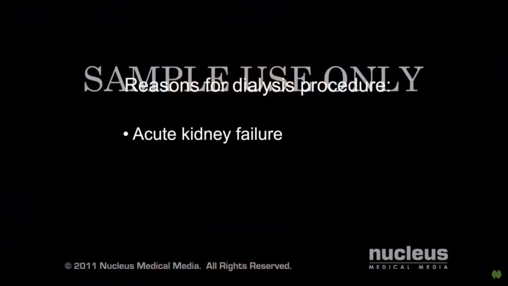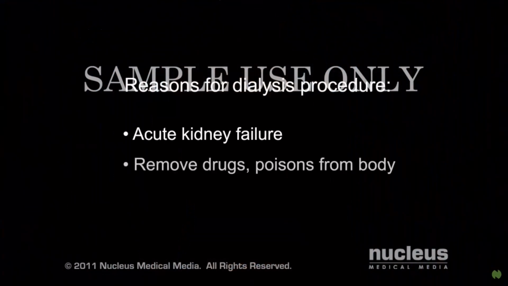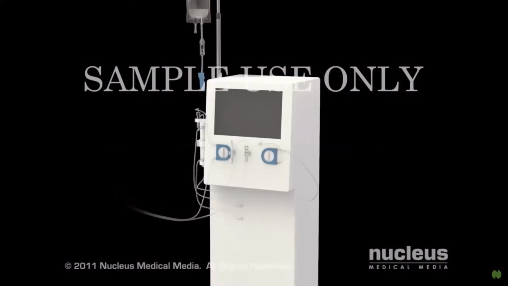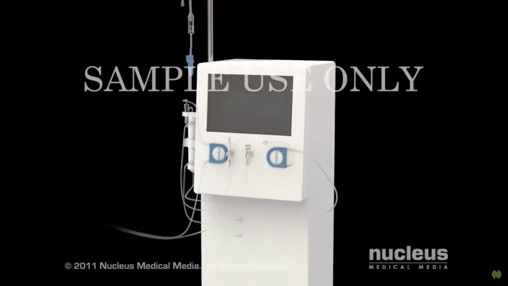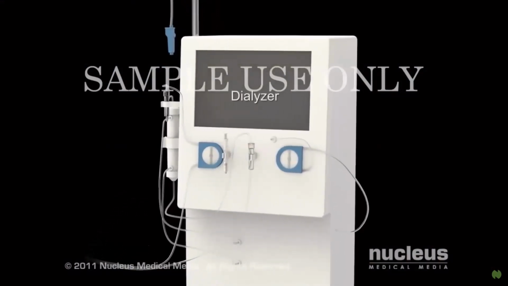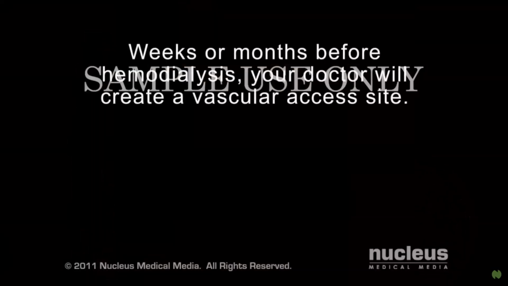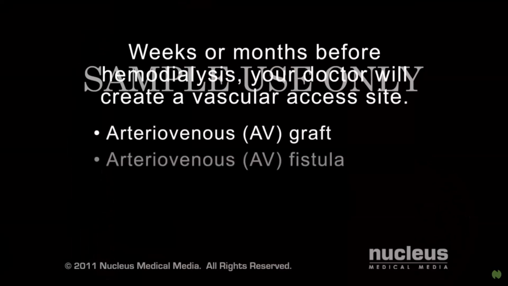Dialysis can also be done to treat acute kidney failure, which occurs when your kidneys stop working suddenly, or to remove drugs or poisons from your body. In one type of dialysis, called hemodialysis, your doctor will use a machine called a dialyzer to clean your blood outside your body. Some weeks or months before you begin hemodialysis, your doctor will prepare a vascular access site on your body. Your doctor will create either an arteriovenous graft or an arteriovenous fistula to access your bloodstream.